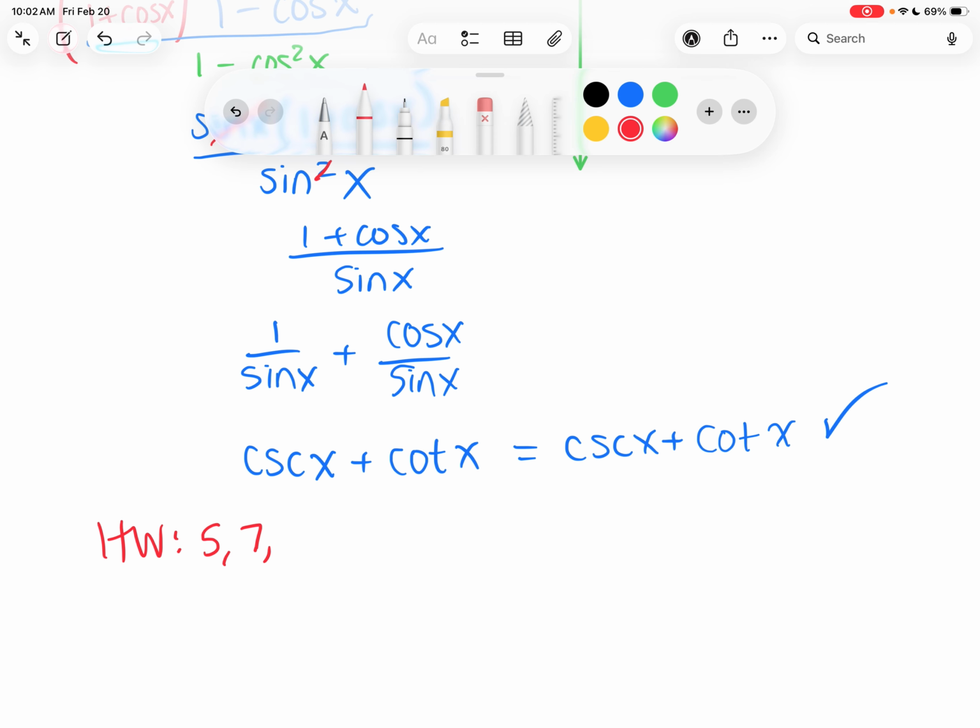Homework: 5, 7, and then 11 through 19 odd, and then 25 through 33 odd. We don't have a ton of time left, so I'm going to let y'all have some time on Monday to work as well if we're not done.